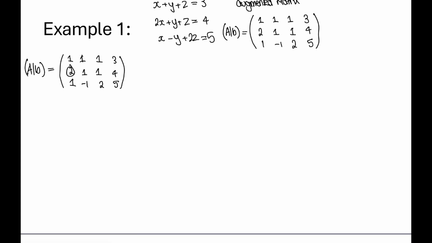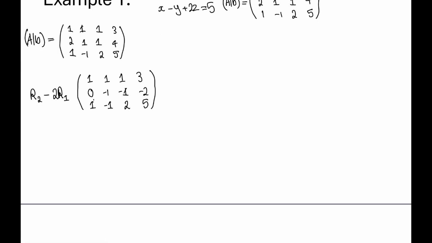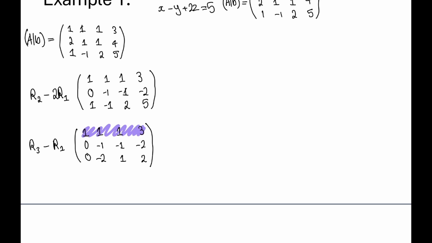So we need to make this 2 into a 0 and this 1 into a 0. To do that, we need to take row 2 and subtract 2 times row 1. So 1, 1, 1, 3, and then we would get 0, minus 1, minus 1, minus 2. And in this row, we keep the same. Now to make this 1 into a 0, we need to do row 3 minus row 1. So we get 0, minus 2, 1, 2. And now we need to cover up the top row and do the same steps as before.